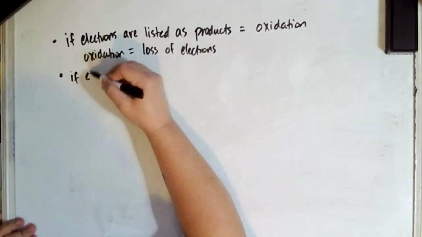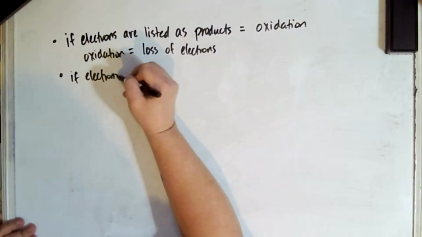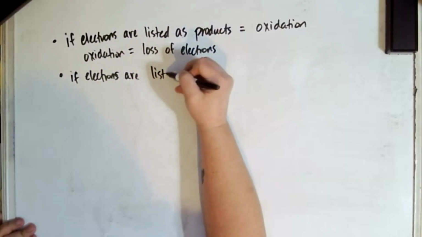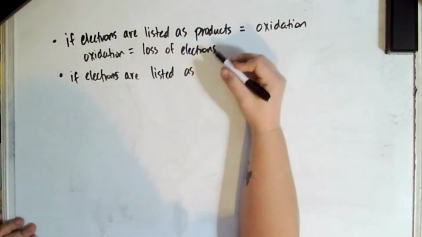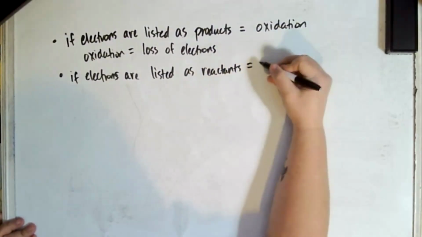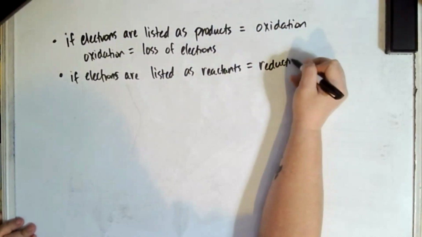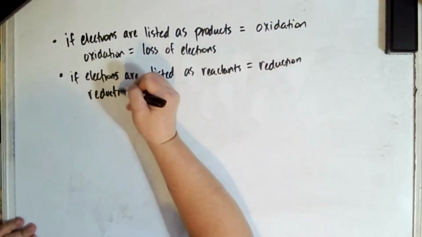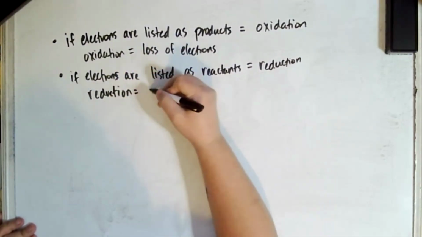And if electrons are listed as reactants, that indicates reduction, because reduction means that you're gaining electrons.